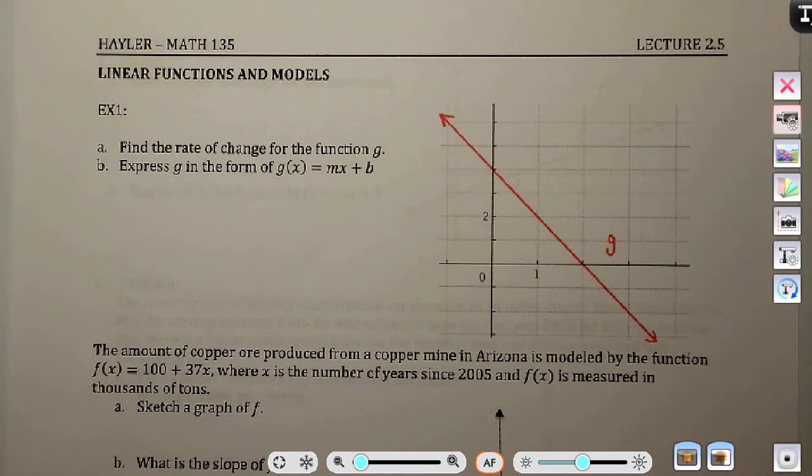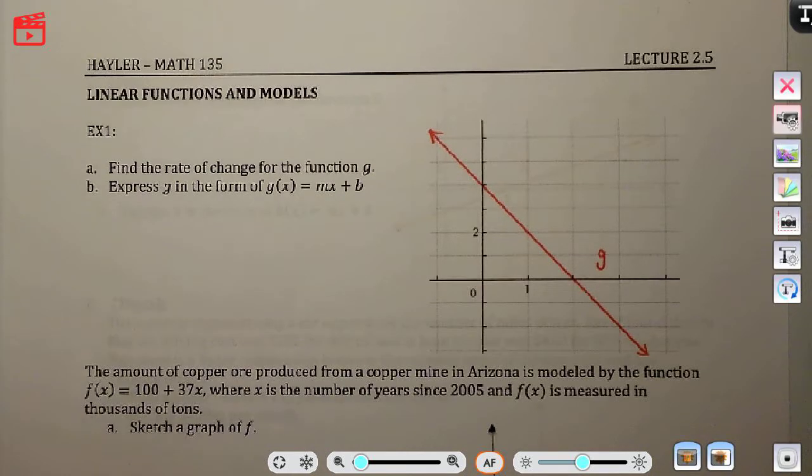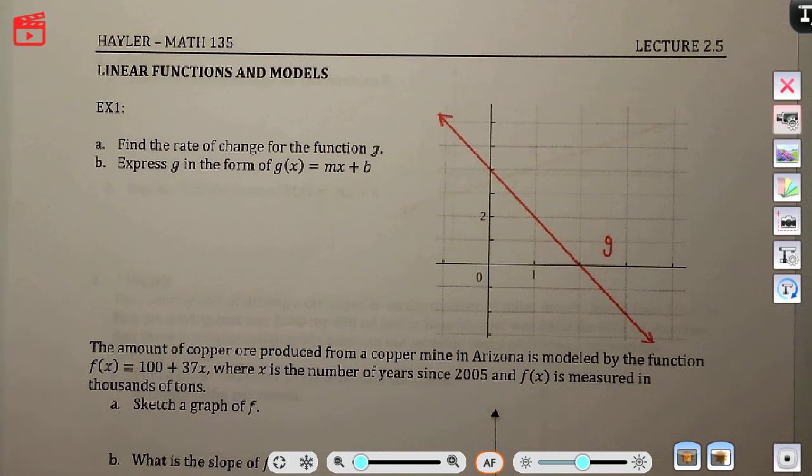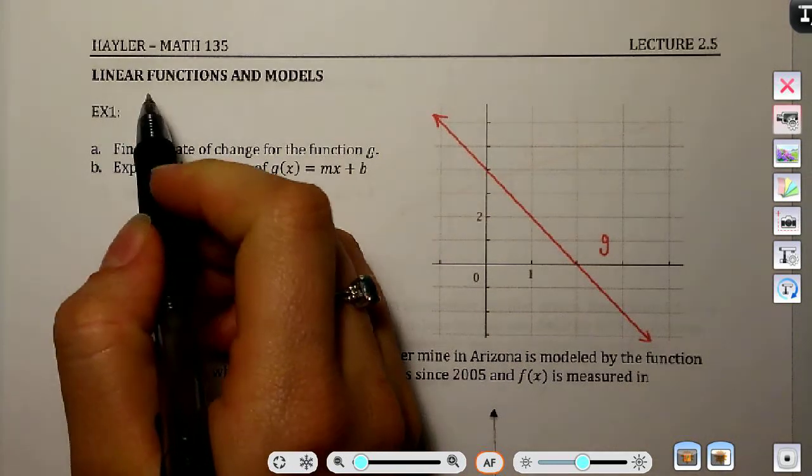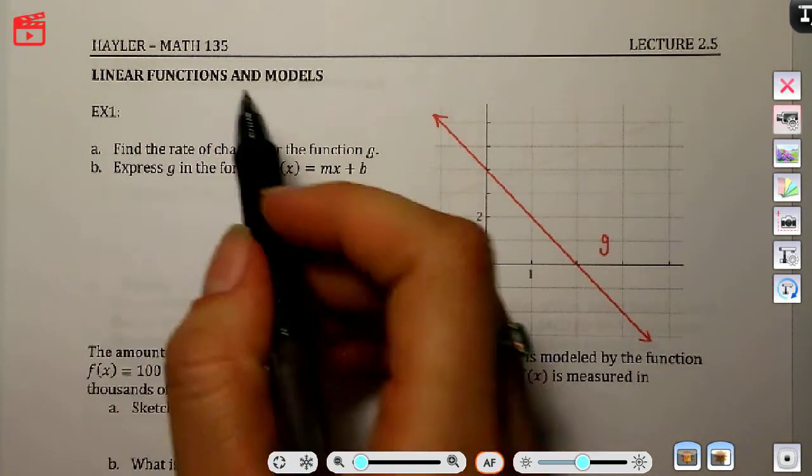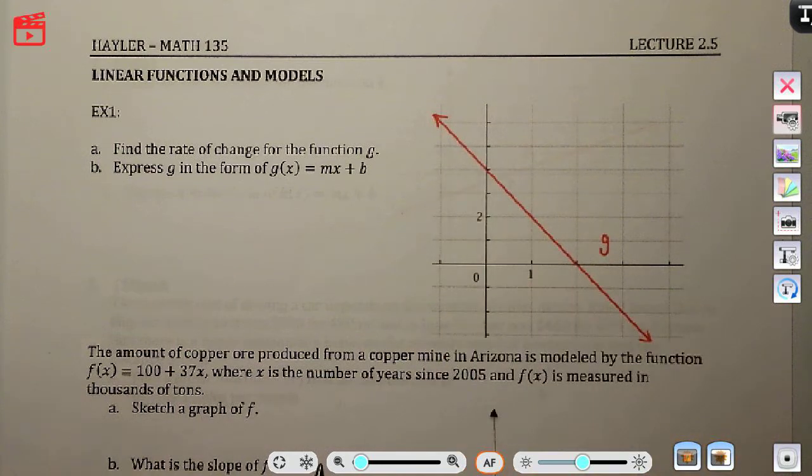Okay, so lecture 2.5, linear functions and models. Linear functions, remember that means lines. So we're going to be looking at things that have a constant slope and some models for them. Okay, so let's look at example 1.